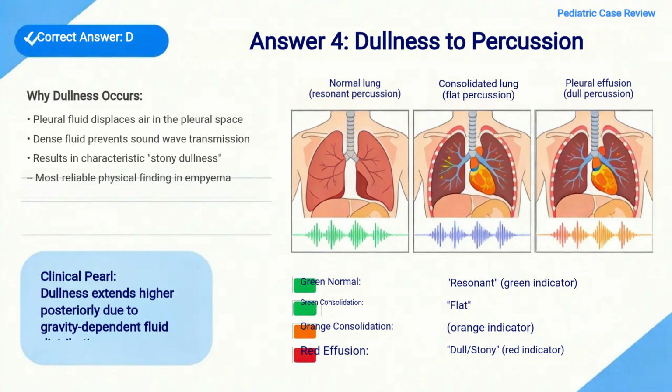This is why examining the patient from behind and percussing from the top downward is the most sensitive approach for detecting the upper border of an effusion. Hyperresonance would indicate pneumothorax, not effusion.